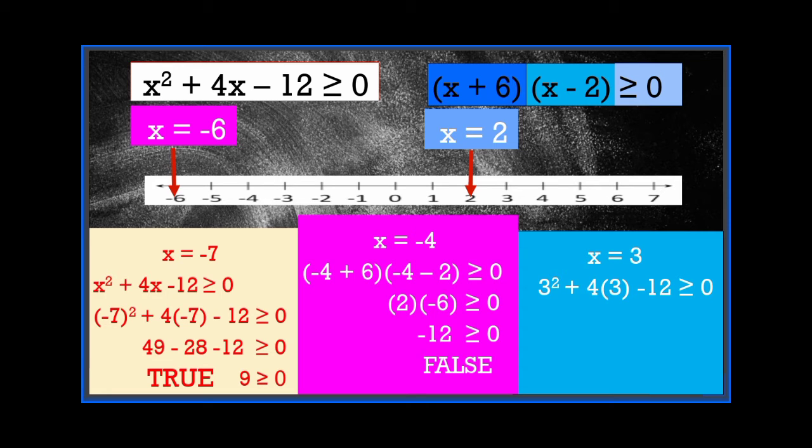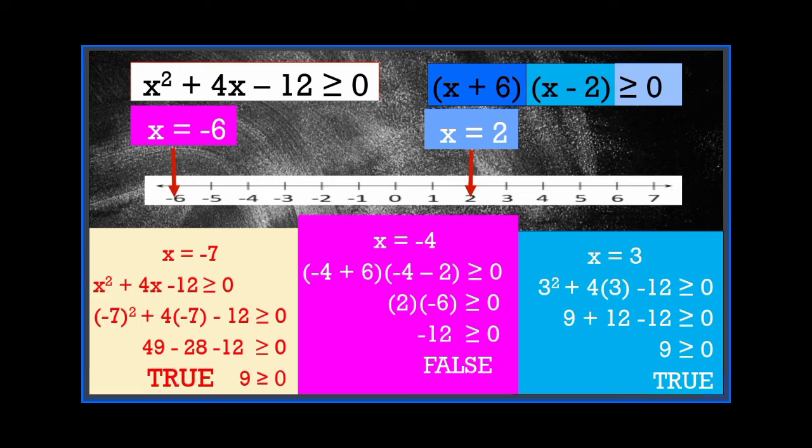So, 3 squared is 9. 4 times 3 is 12. Minus 12 is greater than or equal to 0. So, 9 plus 12 minus 12 is 0. So, we have now 9 is greater than or equal to 0. Is this true or false? It is true. So, it is true that 9 is greater than 0.